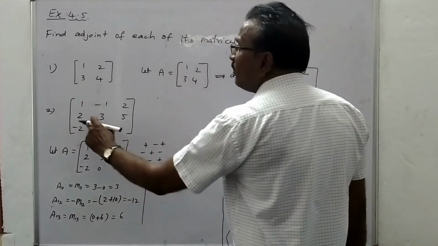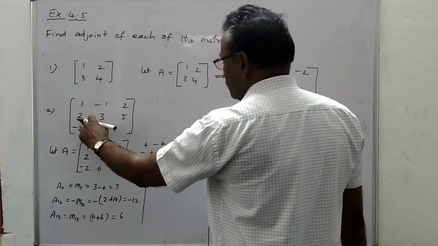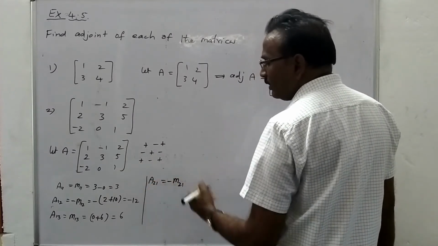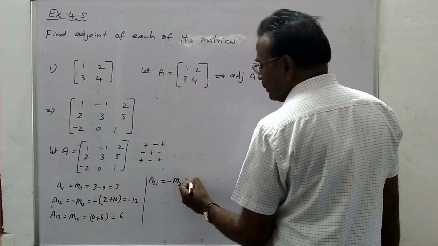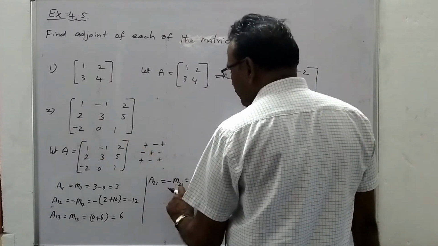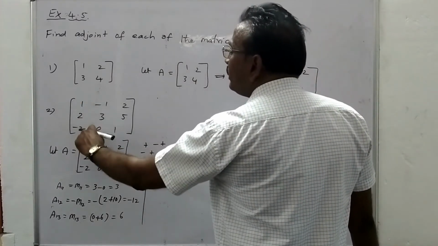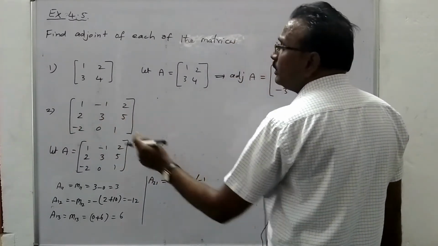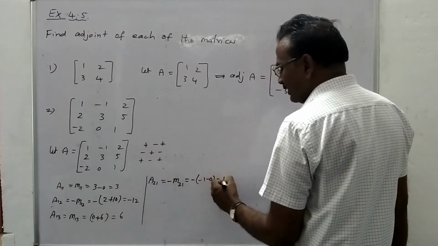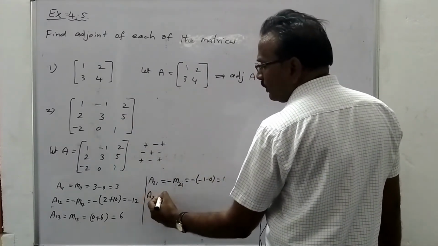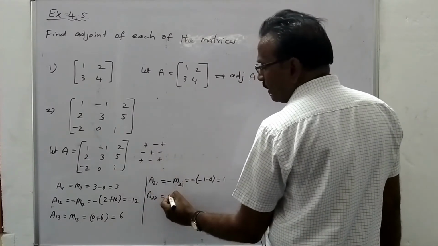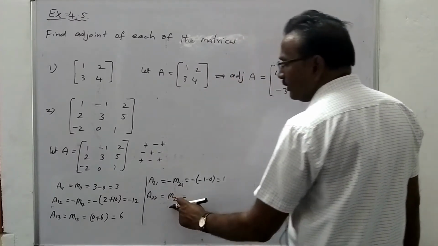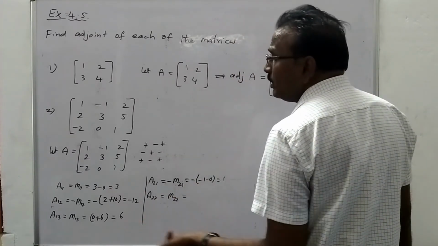Similarly, A21, the cofactor of the second row first column element. The sign is minus, times the minor M21, obtained by deleting the second row and first column, determinant of minus 1 2 0 1, that is minus 1 into 1 is minus 1, minus 0, so that is plus 1. Next, A22: the sign is plus, capital M22. Minors multiplied by proper signs give the cofactors.